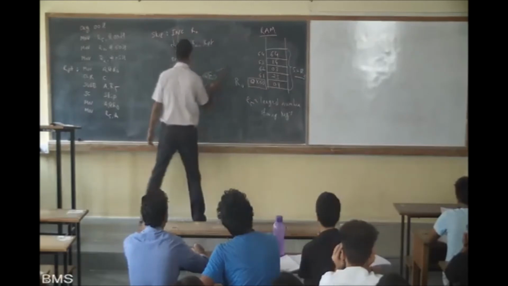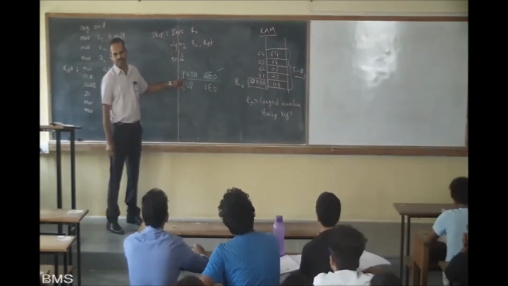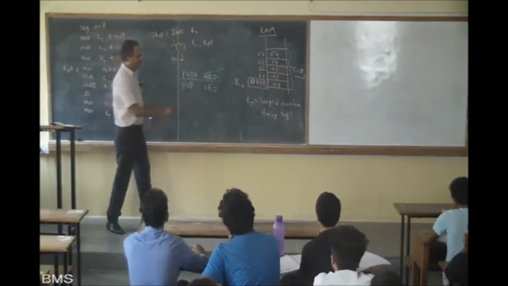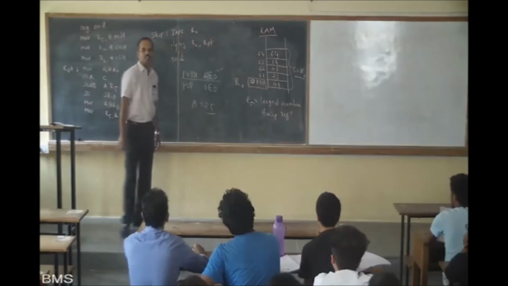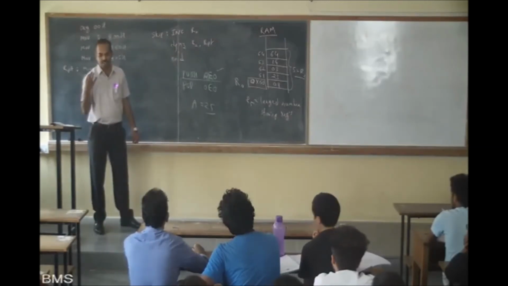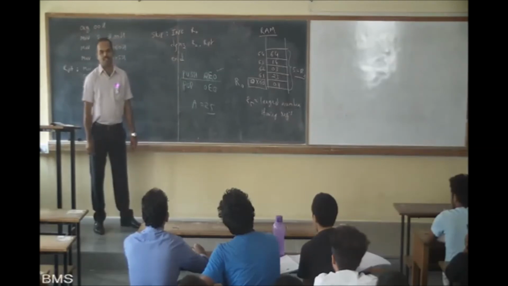What if you do like this, what happens? Let's assume A is 25. Where will 25 be stored if you write the instruction like this? Where is the stack?